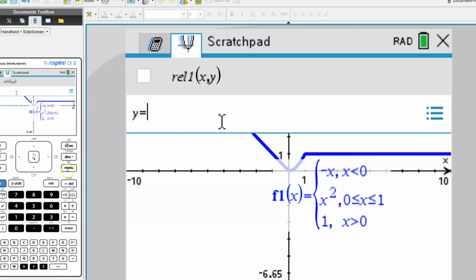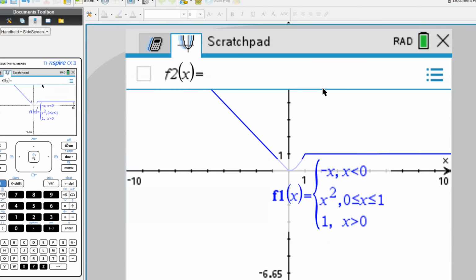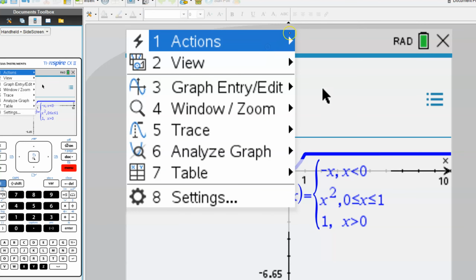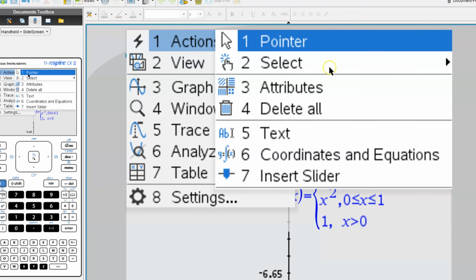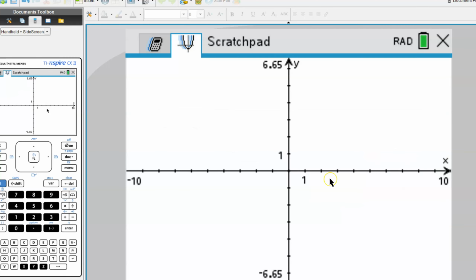I can't do this. Menu, graph entry, edit, function. Let's delete this. Let's go menu, actions, clear all. Delete all. Goodbye, piecewise. Yes. Okay. How do I enter my graph?